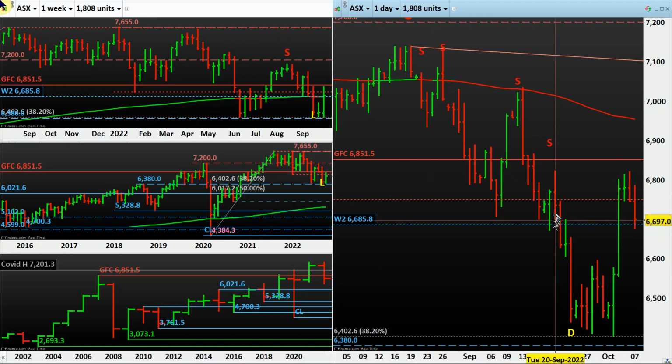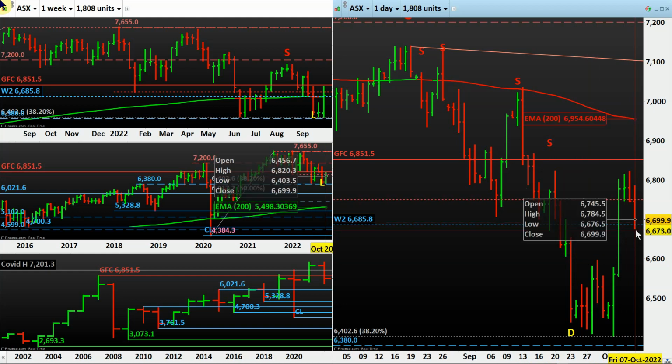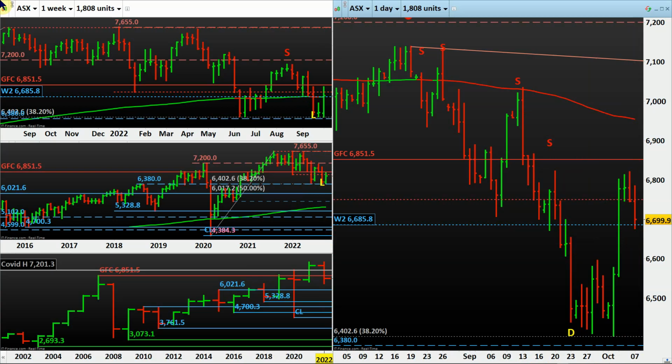So, if it is now closing below this weekly and the low is taken out, we can actually close the trade. That is the analysis for the next few days, maybe Monday, Tuesday, for the ASX. Do you have any questions on the ASX?